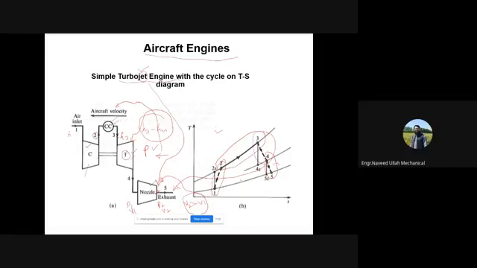And then again 5 to 1 is heat rejection to the atmosphere. So here you see this H3 minus H4, or you can say Cp (T3 minus T4). This is the work produced by the turbine and subsequently utilized by the compressor, and this is the thrust produced. Okay, in this way the thrust is produced in the turbojet engine, right?